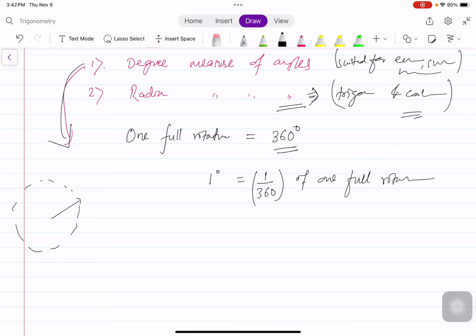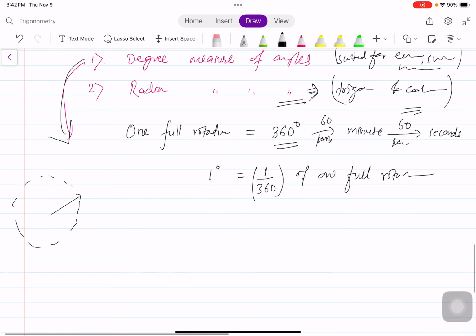So this is one way of finding the degree. This is the degree measure. Now what we do next is divide this 360 degrees further into 60 equal parts. So 60 parts, and each part is called minutes. And if we further divide it into another 60 parts, that is called seconds.